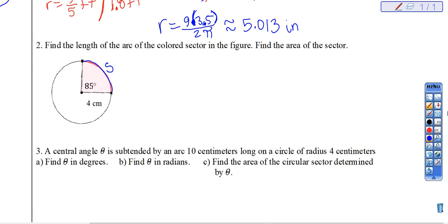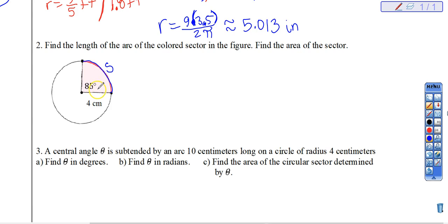And so that's the first instruction. Find the length of the arc. And then the second instruction is find the area of the sector. So here's what I want to know from you. We have theta in degrees. Do we want to work in degrees, or do we want to convert to radians and work in radians?